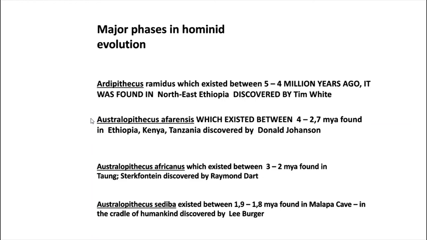Now the second species is Australopithecus afarensis, which existed between 2.7 to 4 million years ago, found in Ethiopia, Kenya, and Tanzania. It was discovered by Donald Johanson. The next species is Australopithecus africanus, which existed between 2 to 3 million years ago. It was found in Taung, Sterkfontein, discovered by Raymond Dart. The next species is Australopithecus sediba, which existed between 1.8 to 1.9 million years ago, found in Malapa Cave in the Cradle of Humankind, discovered by Lee Berger.